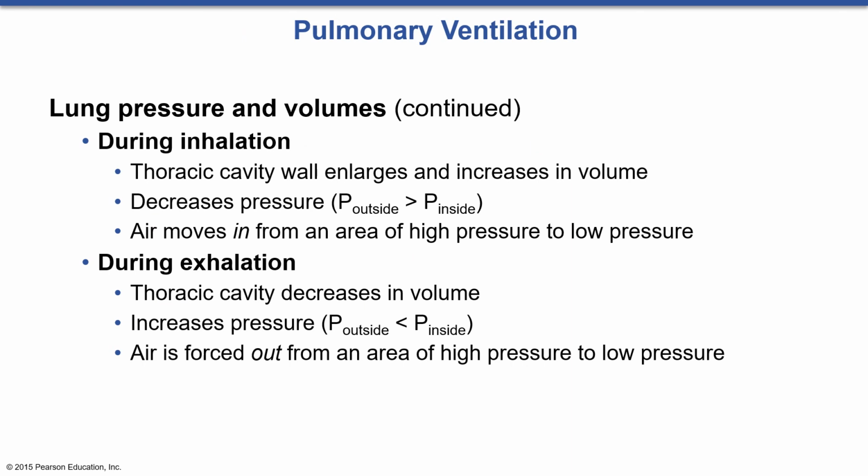Now, during inspiration or inhalation, the thoracic cavity wall enlarges and increases in volume. This means that the pressure outside is greater than the pressure inside the lungs. And so air will move into the lungs from an area of high pressure to low pressure. So this is the standard pressure gradient.